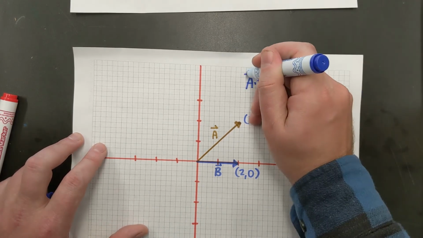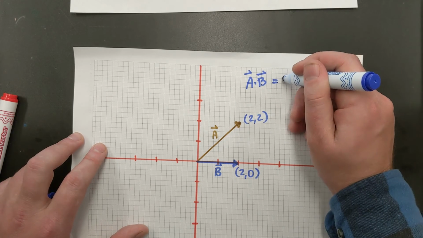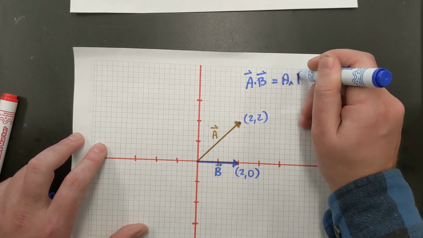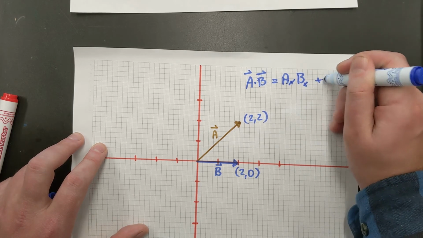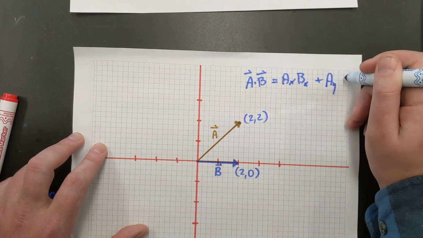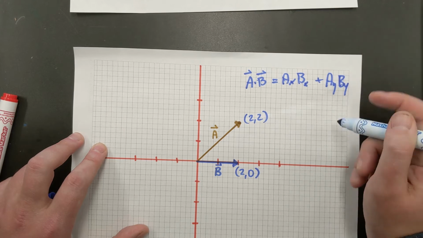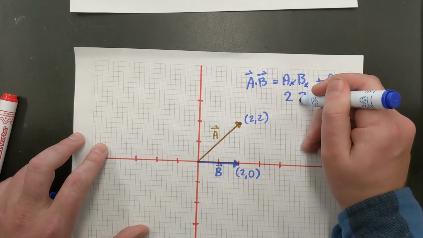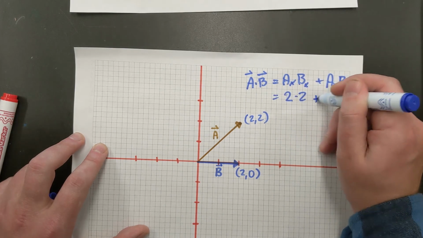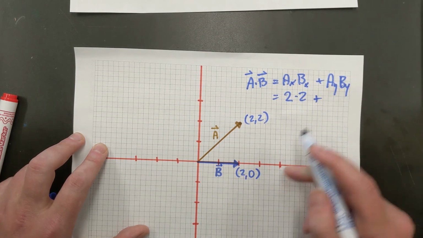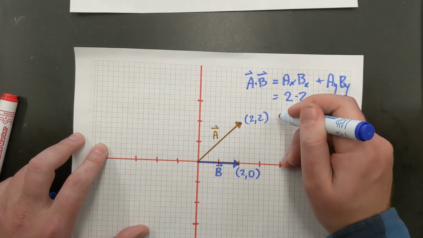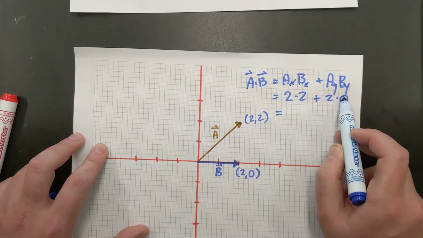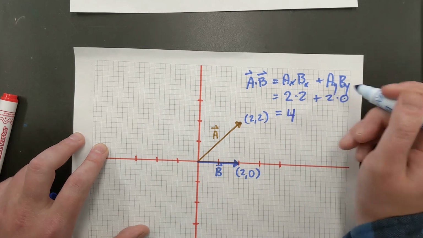So my x components times x components, I see that A dot B, let's keep our vector notation there, is going to be the x component of A times the x component of B plus the y component of A times the y component of B. So what's the x component of A? That's 2. For B, that's 2. Plus the y component of A, 2, times the y component of B, 0. So A dot B is going to be 4 plus 0, which is just 4.